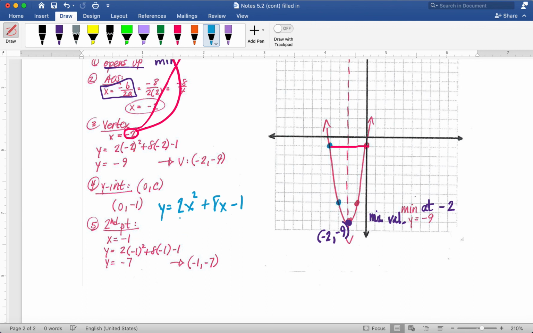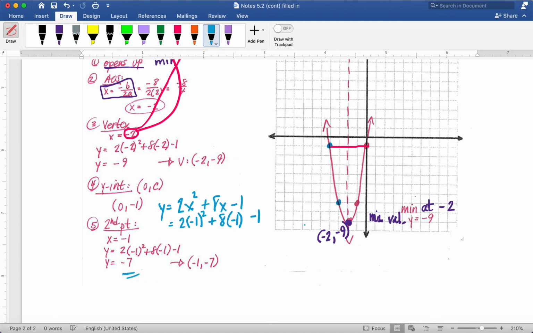Okay, so you're going to take your x value to be -1. Don't forget about the squaring. Plus 8 times -1, and then -1. Okay, this is a +1 times 2 is 2. This is a -8. 2 minus 8 is -6. Minus 1 is -7. Okay, so you do have to do some calculation.